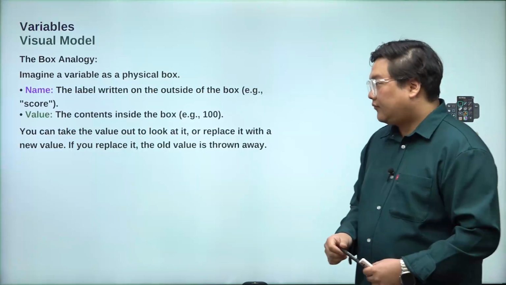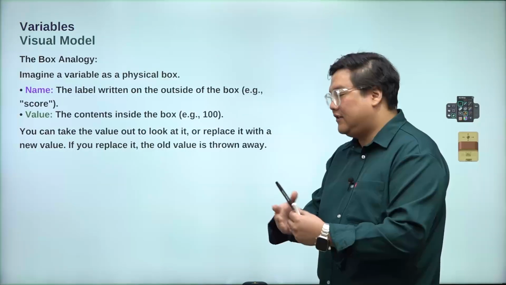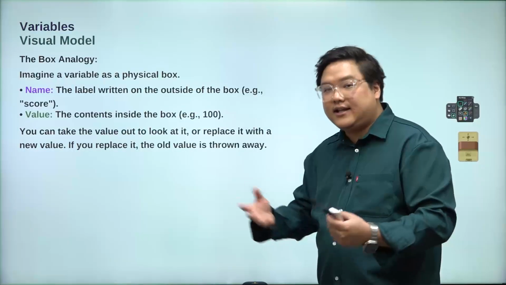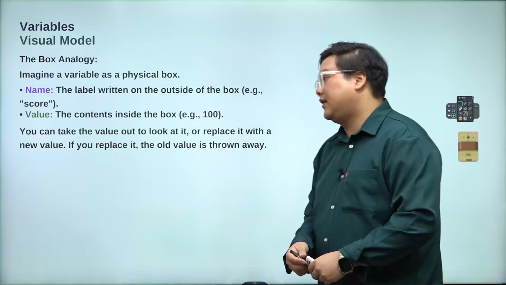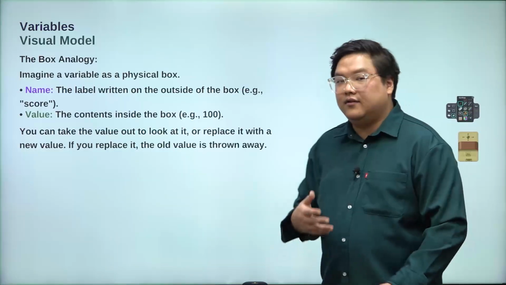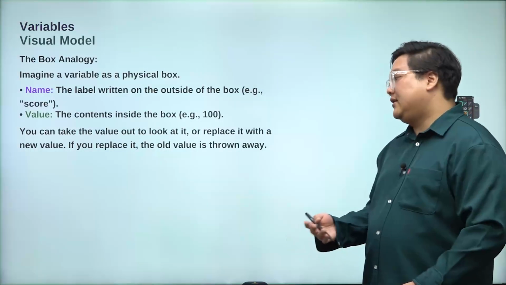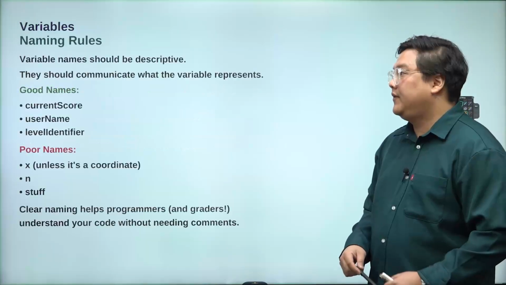So the name of the variable would be the label written outside of the box, so what container is it, and the value would be the contents that go inside the box, okay? So you can take the value out to look at it or replace it with a new value. If you replace it, the old value is simply thrown away and discarded from memory.